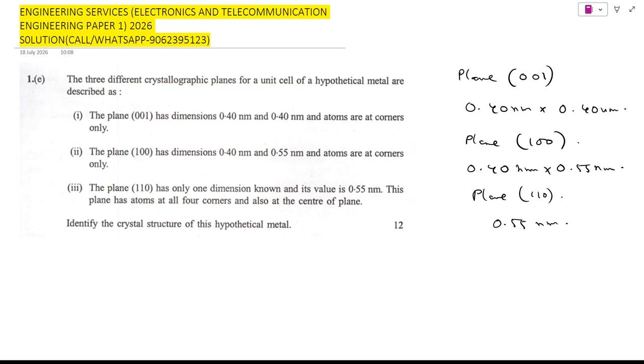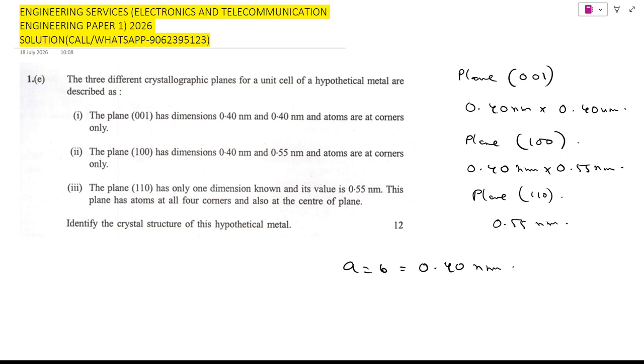So look, whenever ESE gives multiple observations, don't jump to the answer. Instead, ask which observation gives the strongest clue. And the strongest clue here is the atom at the center of the 110 plane. Now the 001 plane forms a square. Its dimensions are 0.40 into 0.40. So here A is equal to B, which is 0.40 nm, where A is the lattice parameter and only corner atoms are present. So this observation is common in both simple cubic and the body centered cubic, BCC. So this alone cannot identify the crystal.